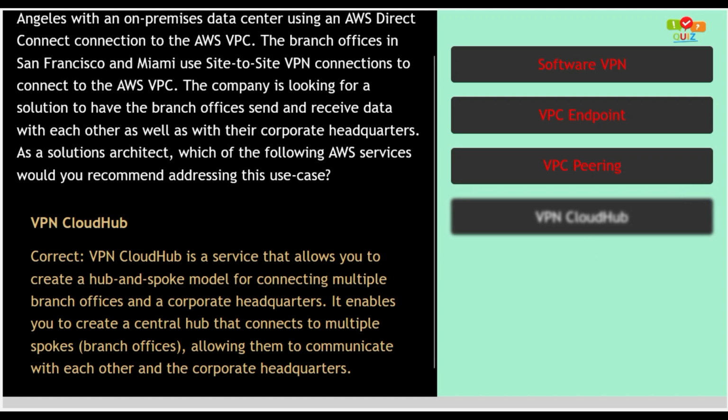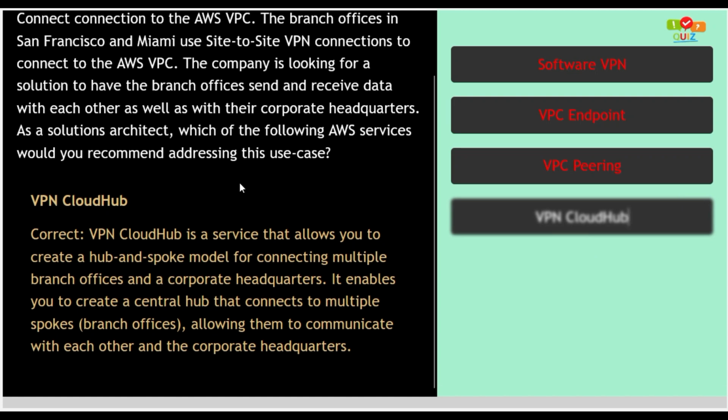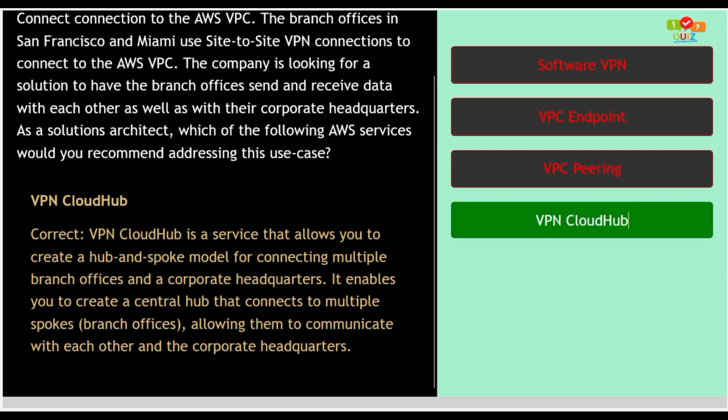Okay. Option 4, VPN CloudHub. This option is correct because VPN CloudHub is a service that allows you to create a hub and spoke model for connecting multiple branch offices and a corporate headquarters. It enables you to create a central hub that connects to multiple spokes, which means branch offices, allowing them to communicate with each other and the corporate headquarters. Okay, this is why option number 4, VPN CloudHub, is the correct answer.